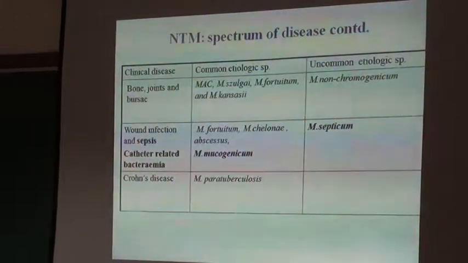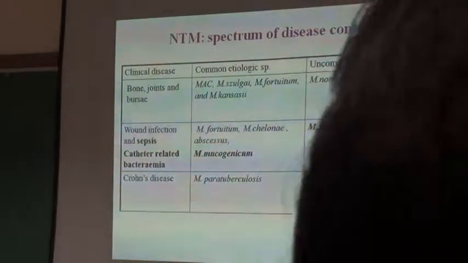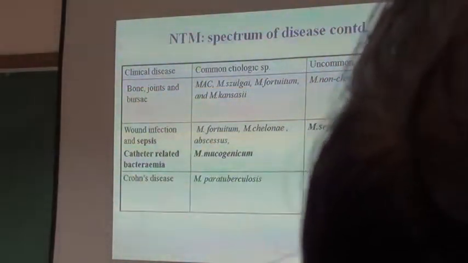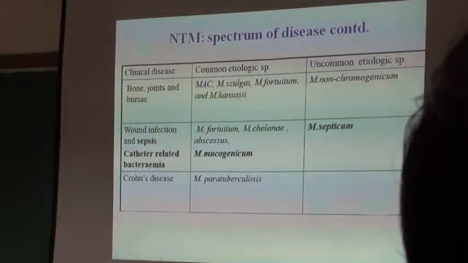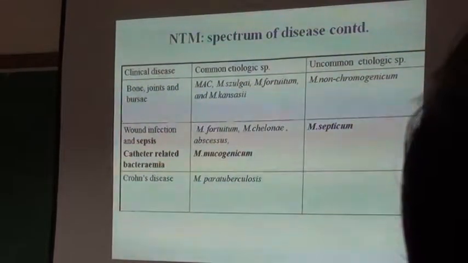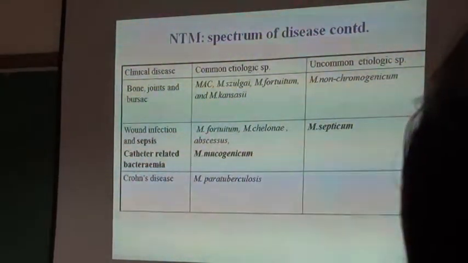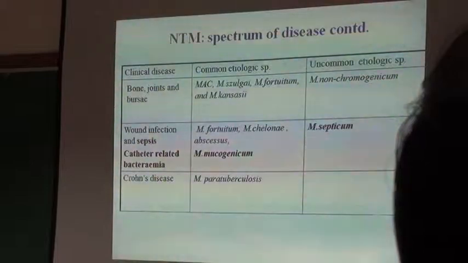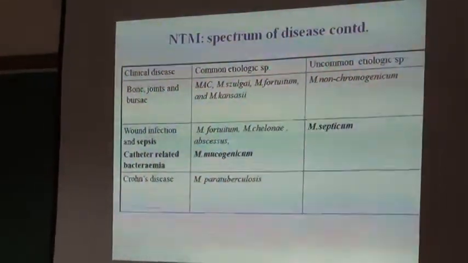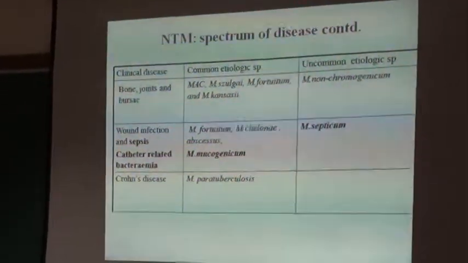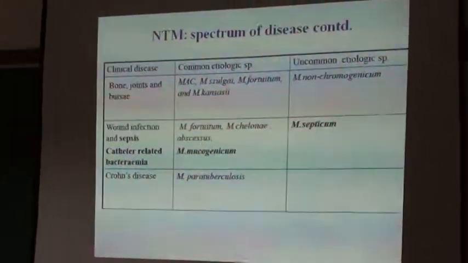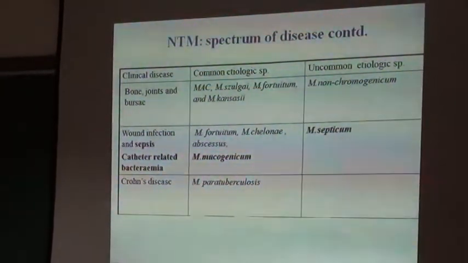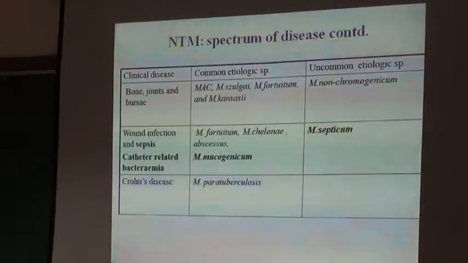Nowadays, some NTM species also cause nosocomial infection, that is hospital-acquired infection, such as Mycobacterium mucogenicum, which is one of the most common causes of hospital-acquired infection that causes infection in catheterization. Similarly, Mycobacterium paratuberculosis is a very important pathogen, the etiological agent of Crohn's disease.